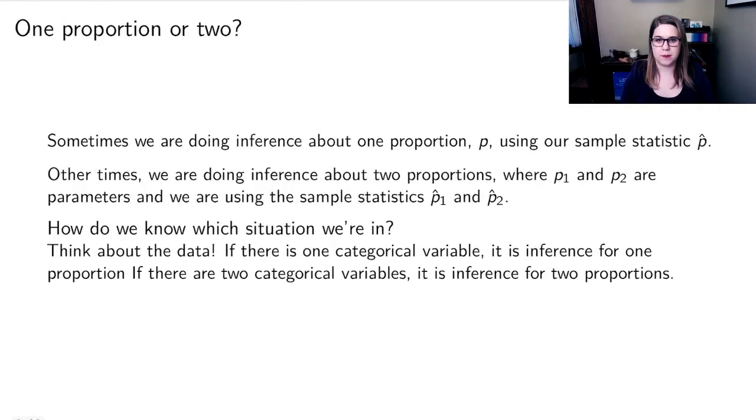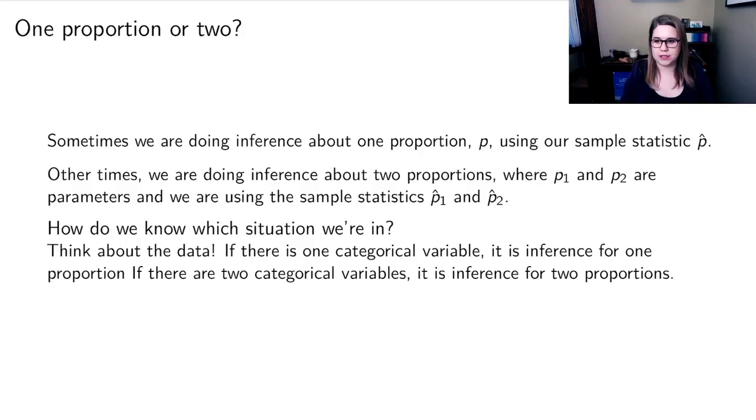But one of the things that makes this section challenging is that it can sometimes be difficult to determine if you're doing inference about one proportion or two proportions. So sometimes we're doing inference about p, which is our population parameter for a proportion. Try saying that 5 times fast. And we're using our sample statistic, p hat. And other times we're doing inference about two proportions, where the parameters are p1 and p2, and we're using the sample statistics p1 hat and p2 hat.